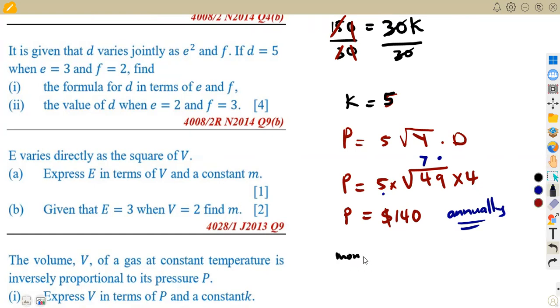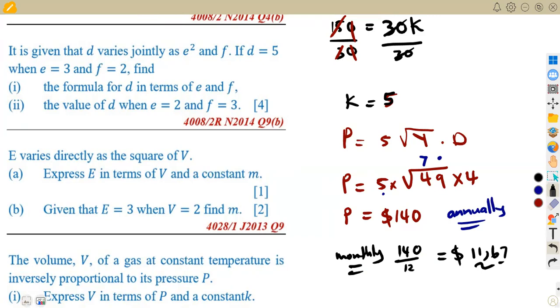All right. So for monthly, you have to be careful on this part. For monthly, we are going to divide $140 by 12. If we divide, you are going to obtain something like 11.666, which is 11.67. If you are dealing with money, you round off to 2 decimal places. So this is the monthly part that you are given.